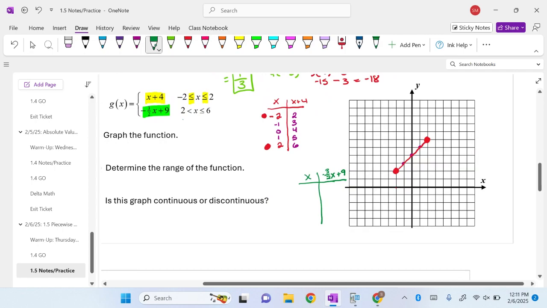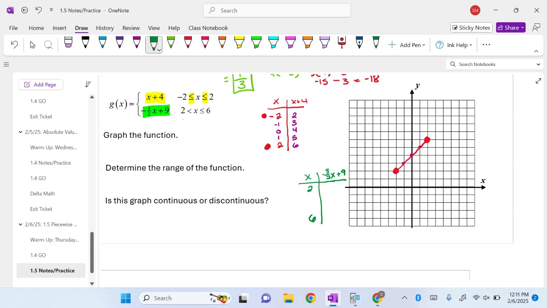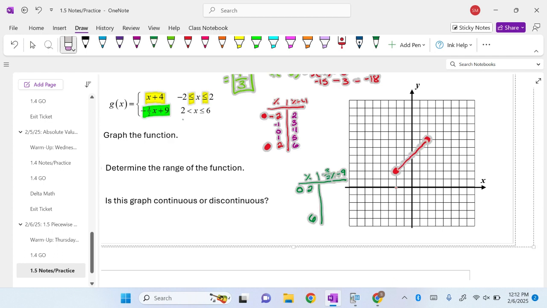So my endpoints are at 2 and 6. Now, what type of circle would I have with the 2? Open or closed? Open, because we have a less than sign in front of it. So make a note that it's an open circle. What about 6? Open or closed? Closed. All right.